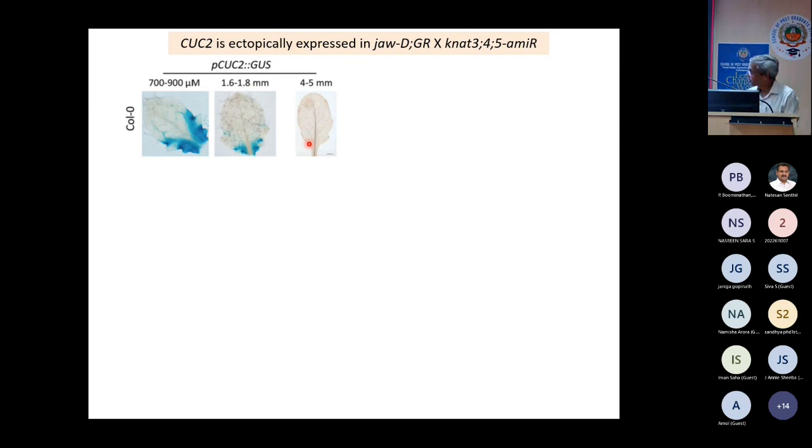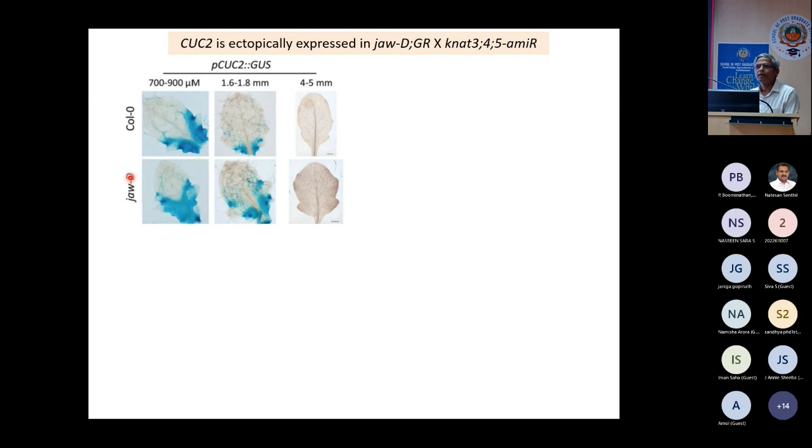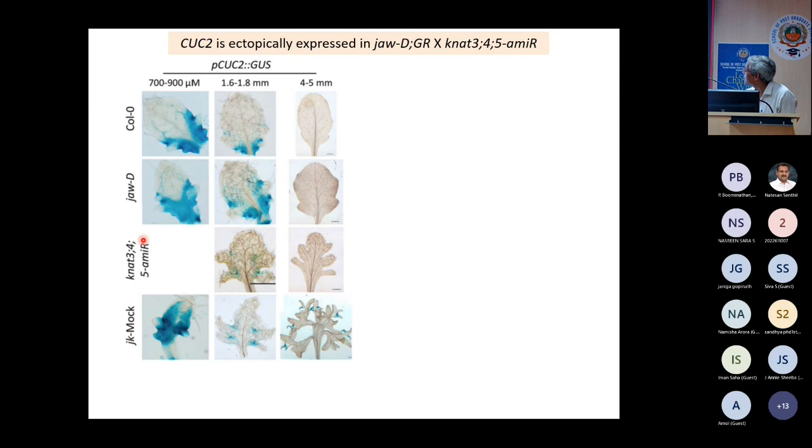CUC expresses the same way in the TCP mutant, called Jordi, meaning all 5 TCPs are down. If all 5 TCPs are down, it's pretty similar to this one. See, when it is 4 to 5 millimeters, it's not there. This is NOX2 down-regulated. At a later stage, at 4 to 5 millimeters, it's gone. So when a single group of genes is downregulated, either the TCP group or NOX2, CUC is not maintained. However, when both the TCP genes and NOX2 genes are downregulated, we call it the mock leaf, which is the compound leaf.